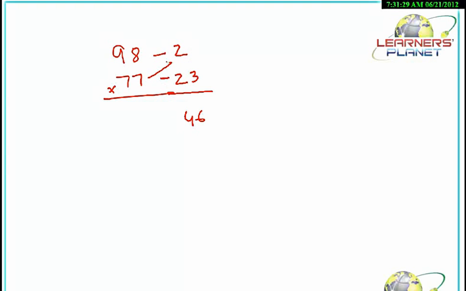Let's take one more example. 98 into 77. It's minus 2 from 100, and it is minus 23 from 100. So 23 into 2 is 46, and 77 minus 2 will give us 75.